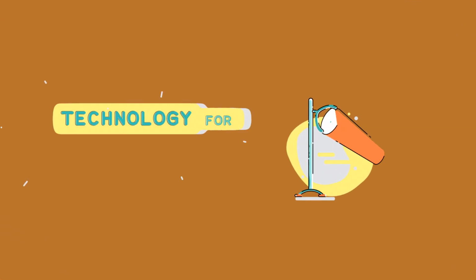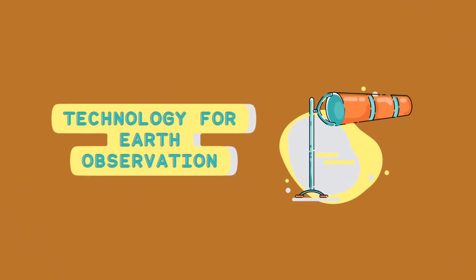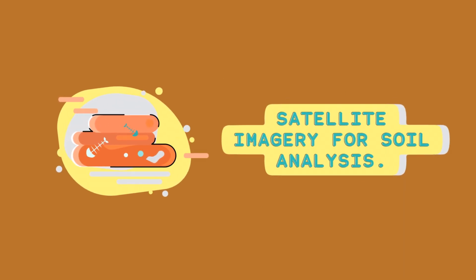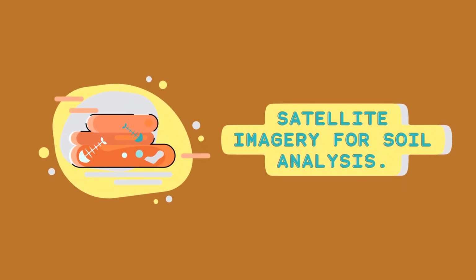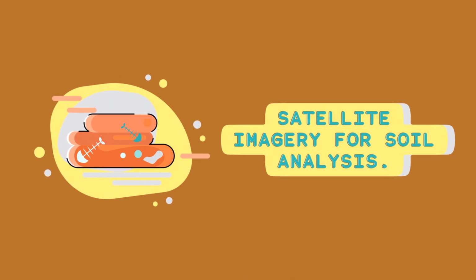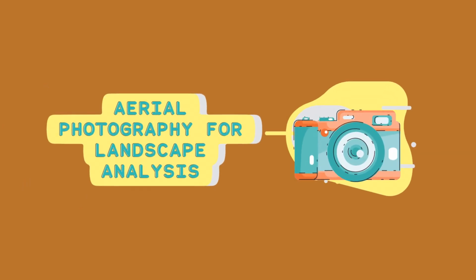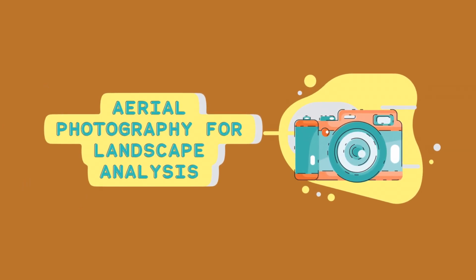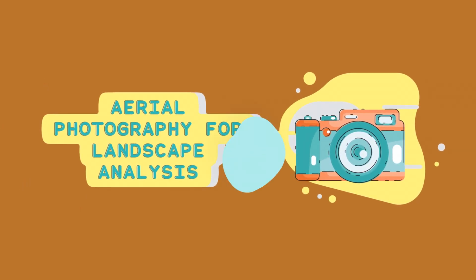4. Remote sensing. Satellite imagery, using satellite images to identify soil types, land use patterns, and potential soil degradation. Capturing images from the air to provide a detailed view of the landscape and soil conditions.